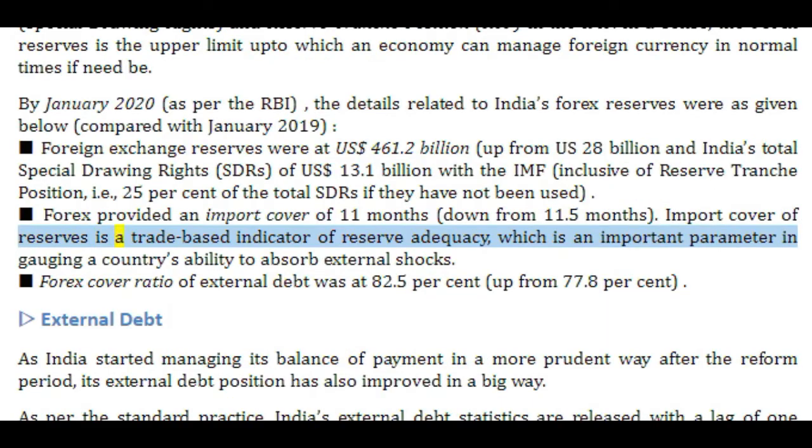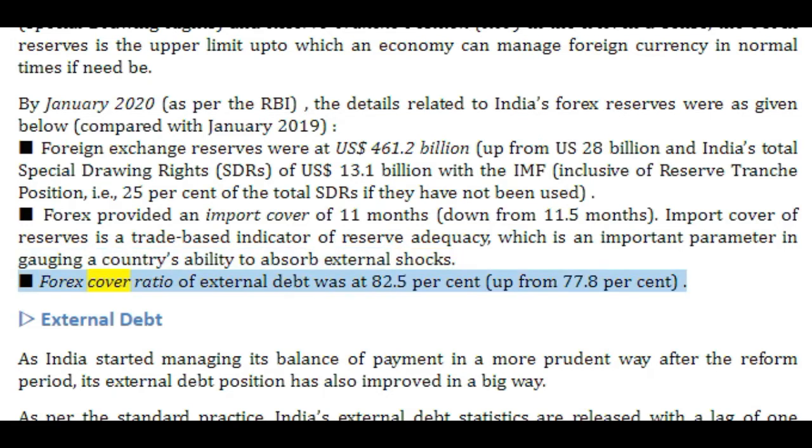Import cover of reserves is a trade-based indicator of reserve adequacy, which is an important parameter in gauging a country's ability to absorb external shocks. Forex cover ratio of external debt was at 82.5%, up from 77.8%.